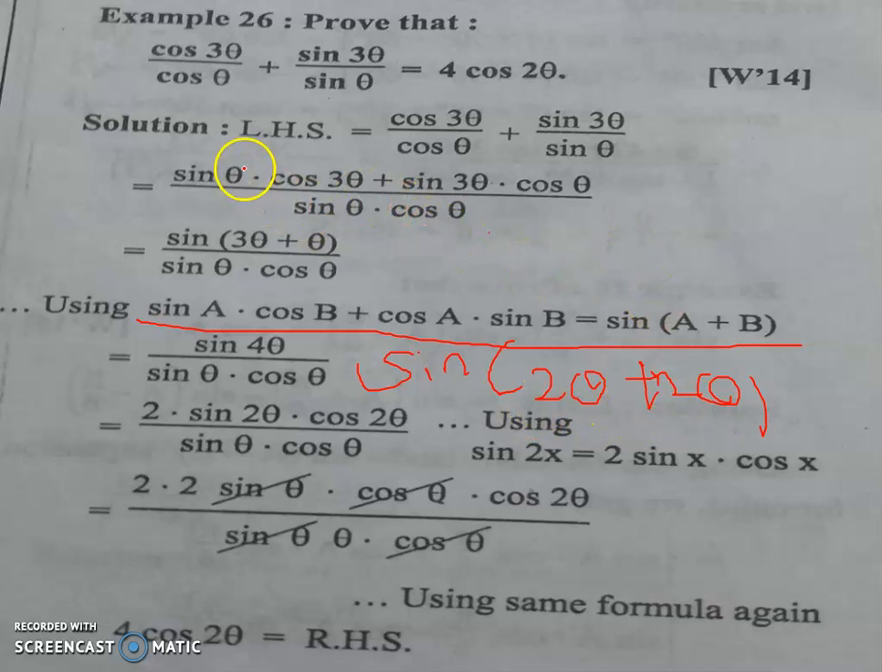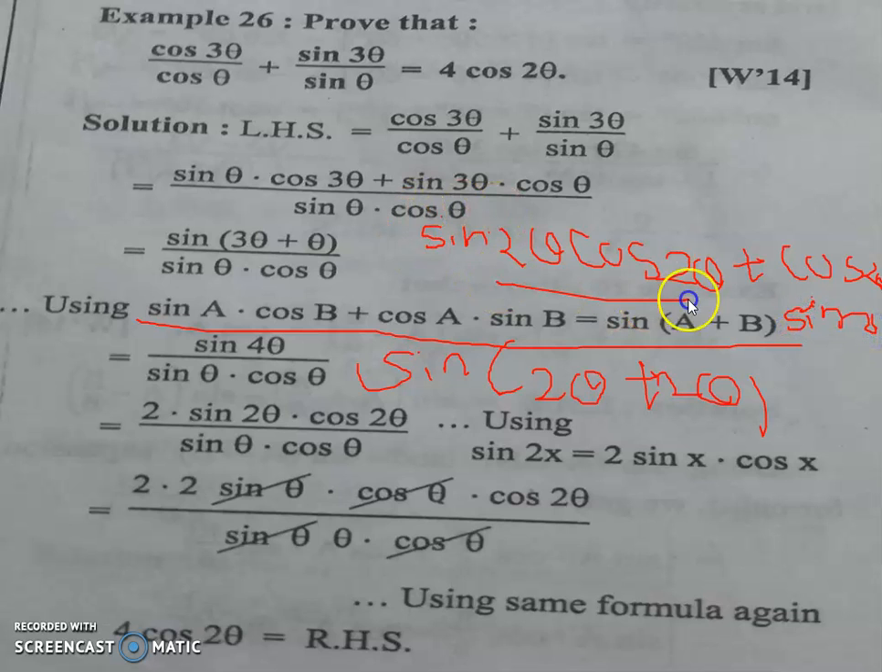We know that sin 2 theta plus 2 theta means sin 2 theta into cos 2 theta plus cos 2 theta into sin 2 theta. Means same terms are there, so we can write 2 sin 2 theta into cos 2 theta. So that's why we have to establish 2 sin 2 theta into cos 2 theta upon sin theta into cos theta, which remains the same.